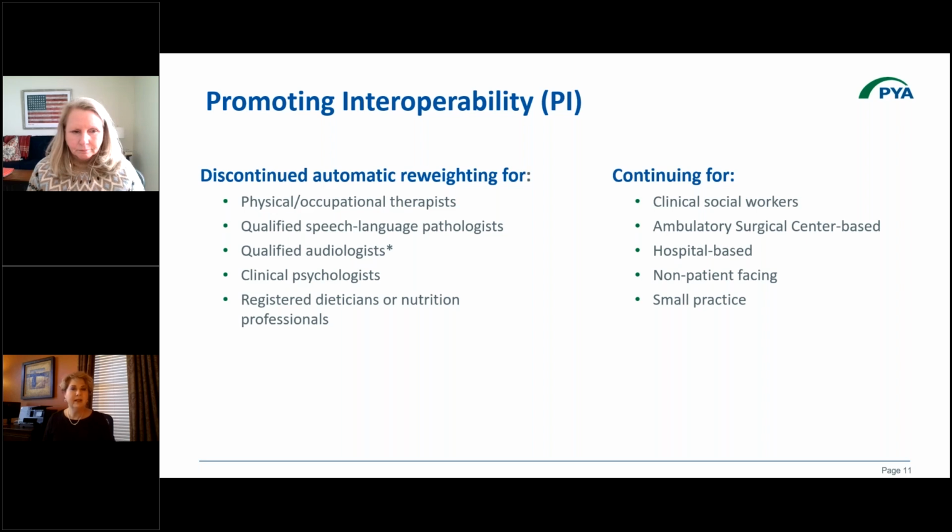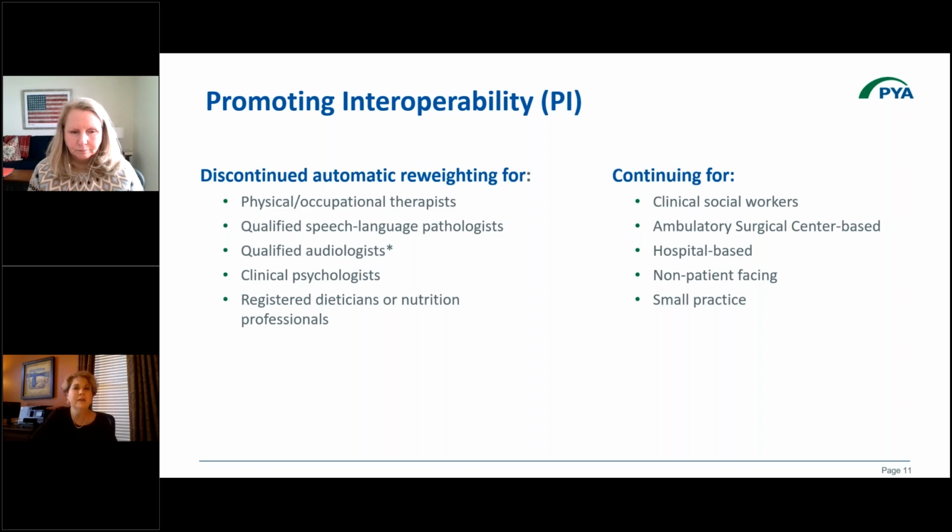Promoting interoperability, there were some significant changes. These were as proposed in the 2024 rule. Specifically on the left, you'll see that for these provider types, these eligible clinician types, CMS discontinued automatic reweighting for promoting interoperability. So PT and OT, speech language pathology, audiology, psychology, and dietitians and nutrition professionals.